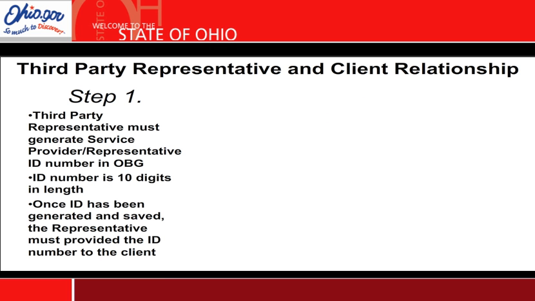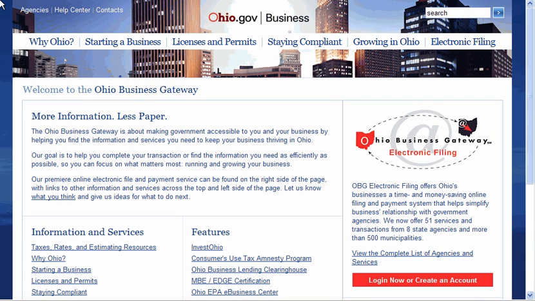After both parties have registered to use OBG, the next step in the third-party representative and client relationship setup process is for the third-party representative to log into their OBG account and generate a service provider representative ID number. Let's begin by having the third-party representative log in to OBG.